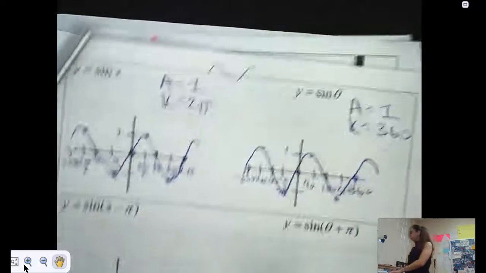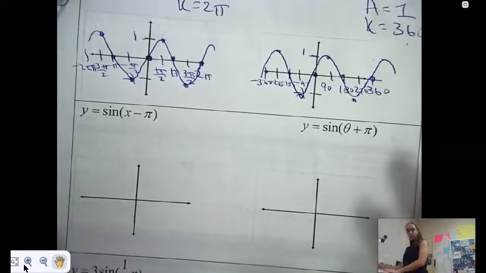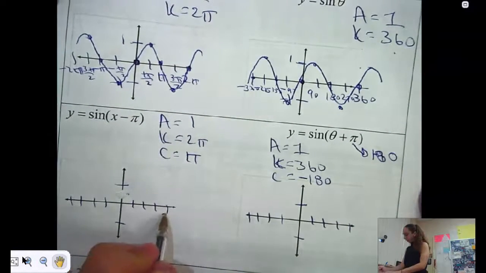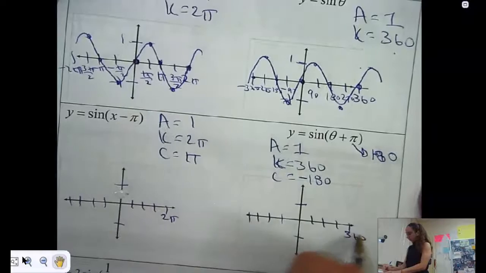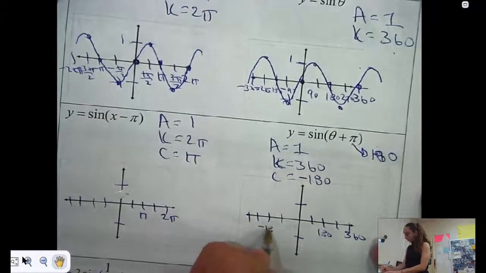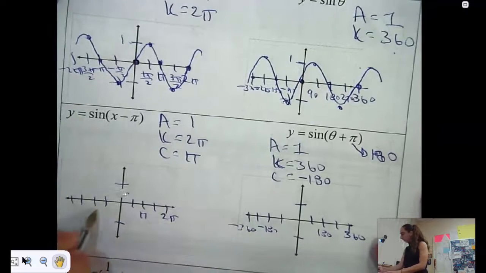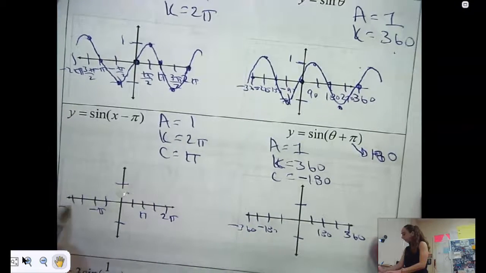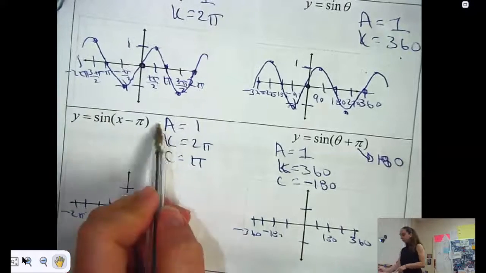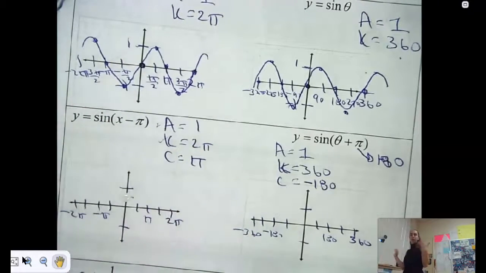Okay. So let me pause it real quick, set everything up. So I set up all the necessary information, right? That's 2 pi, that's 360, 180, pi. Let's go negative 180, negative 360, negative pi, negative 2 pi. Okay. So normally I would start in the middle. Everything's the same. A is 1, K is 2 pi. We're happy, happy, happy.